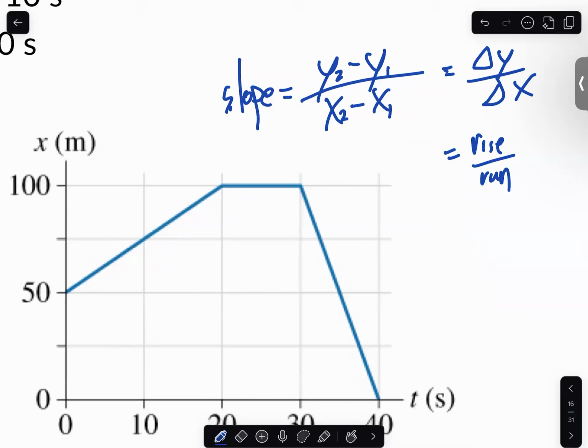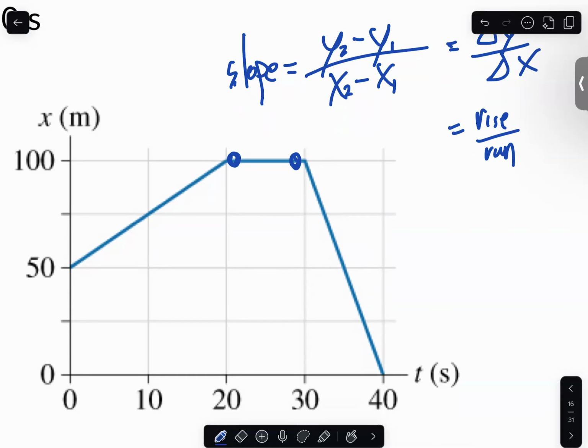Change in vertical coordinate over change in horizontal coordinate. I pick 2 points on here and I say, what is the difference in the vertical coordinate between 100 and 100? 0! The rise is 0. y2 minus y1 is 0. Slope is 0. My velocity is 0. Okay?